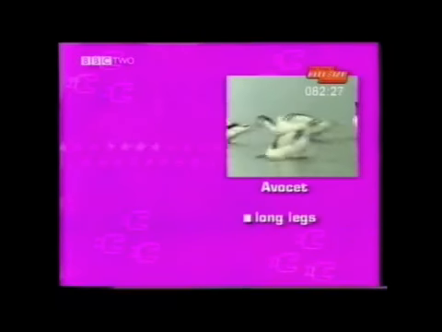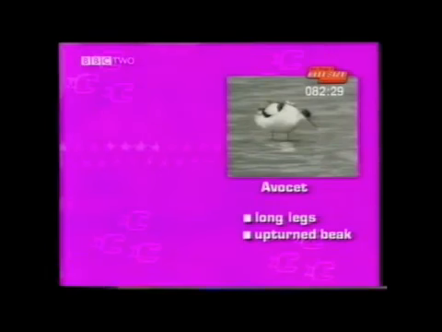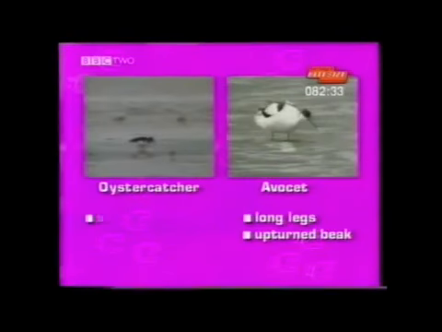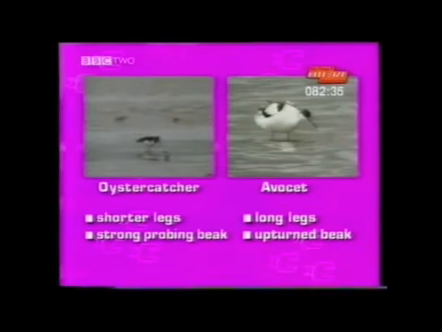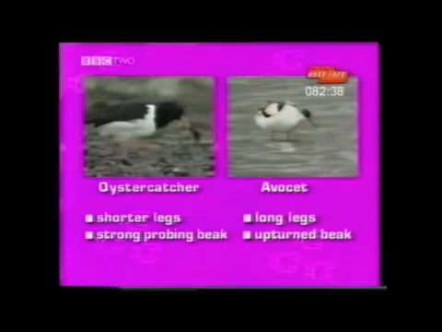So, your answer should be that the avocet has long legs and an upturned beak for sifting for food through shallow water. The oystercatcher, on the other hand, has shorter legs and a strong probing beak for searching for food through sand and for breaking open tough shells.